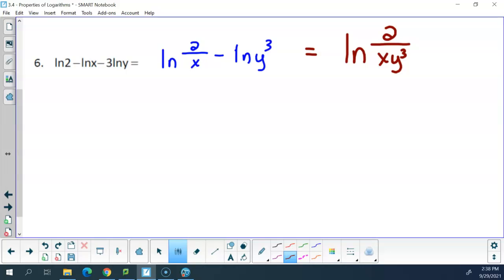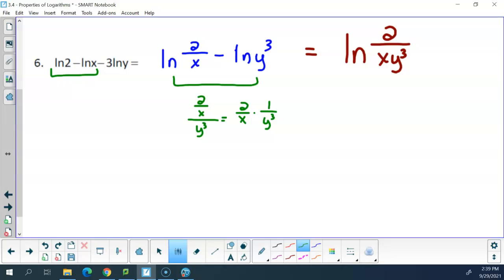So why is 2 over x? Because 2 is what we started with. So if I just look at this one right here, and I apply the quotient property in reverse on it, it would be 2 divided by x. With me? Okay? Then if I take that and I apply the quotient property to this, it would be 2 divided by x divided by y cubed. Which would be 2 divided by x times 1 over y cubed, which is what we got.